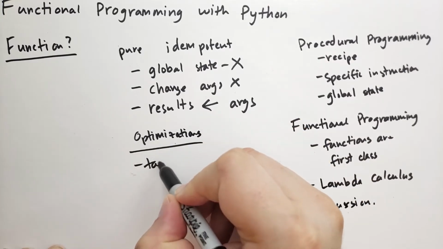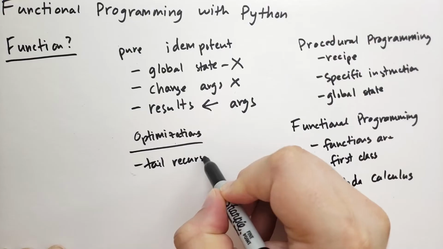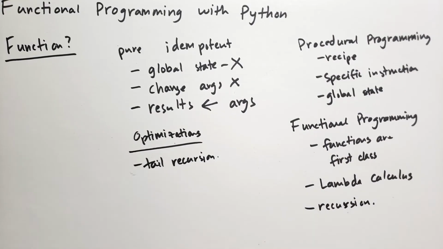So we have tail recursion. What tail recursion says is if the result of the function is itself a call to another function, then before it calls that last function, it removes its own frame from the stack. And then it puts the call to the next function on the stack. In this way, you can call functions recursively as many times as you want. The stack size won't grow.